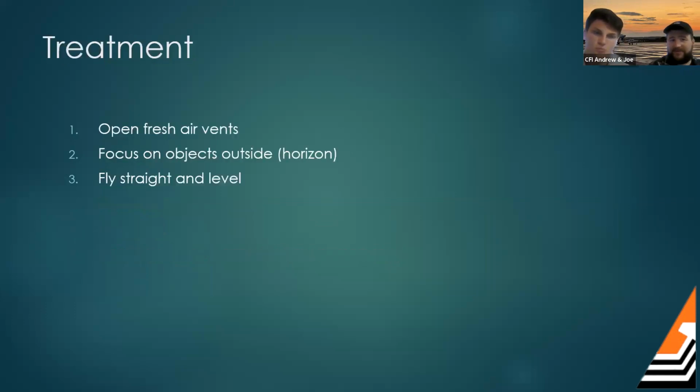Okay. So first thing you want to do is get those air vents open. You'll notice when people aren't feeling well, they'll start to feel hot. That's why some of the symptoms are sweating, right? They're going to feel like it's hot. They need more cold air, and that cold air will actually help them. Focus on an object outside on the horizon. That gives you a sense of where you're at. Rather than getting tossed around, it helps them find their bearings and that sense of being level.